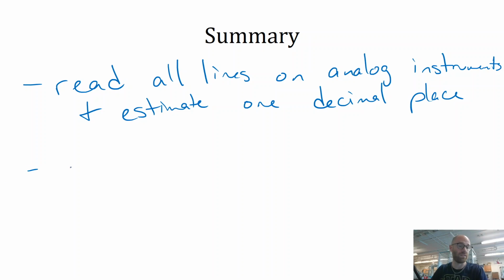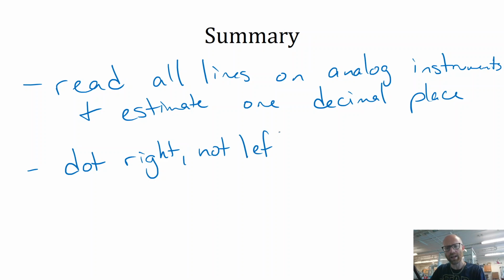And the entire rule for significant figures, if you know how to execute it, is dot right, not left. And if that ever gets confusing to you, if you think you might mix them up in your head, just say it once. If you say dot left, not right, if you say not right, you'll be wrong.